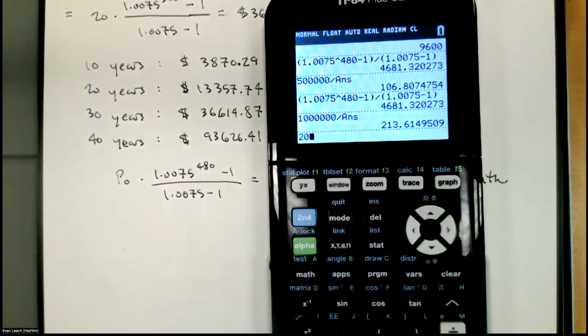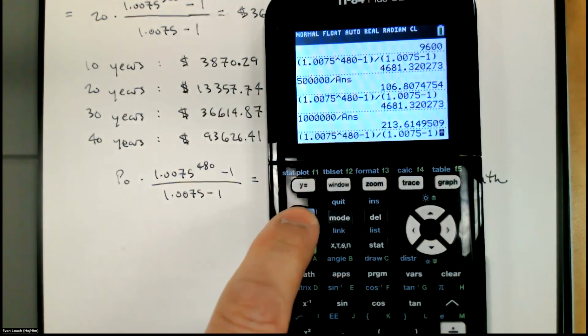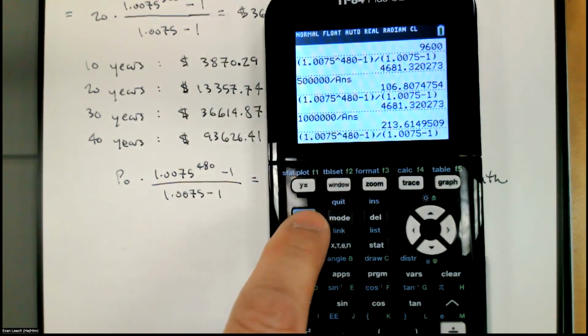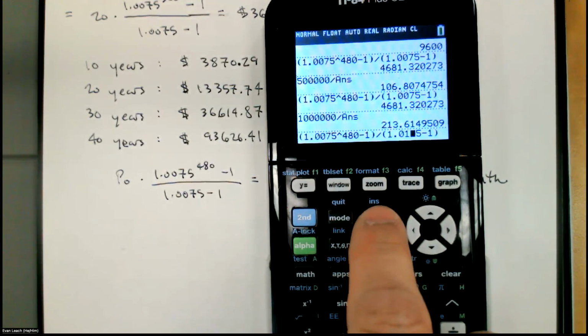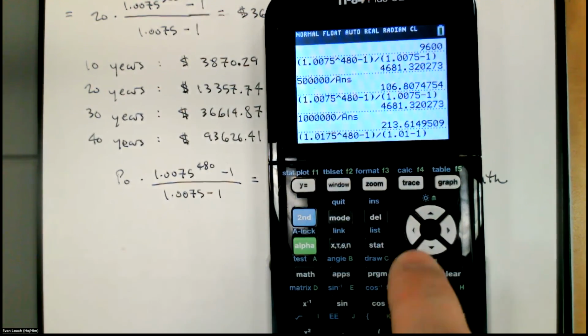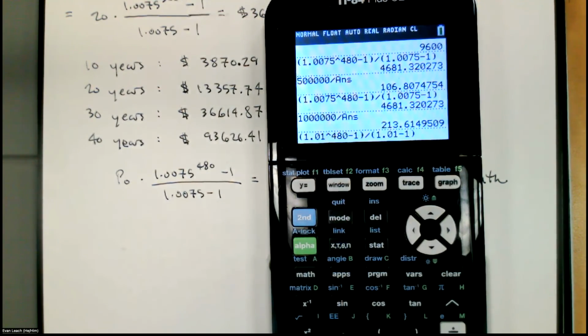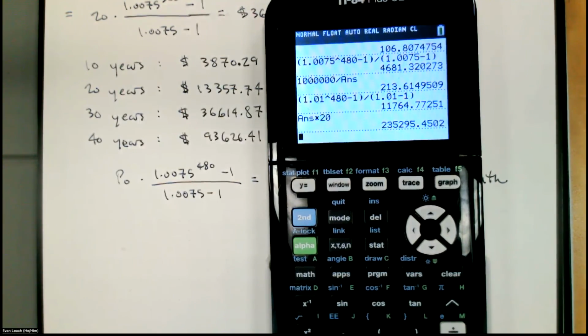Let's take that 20 and go on to the next. Instead of 1.0075, what if we got 1% per month? That would be a lot. That would be over 12% per year. But there's our multiplier at 1% per month, nominally over 12% per year. So times 20, $235,295.